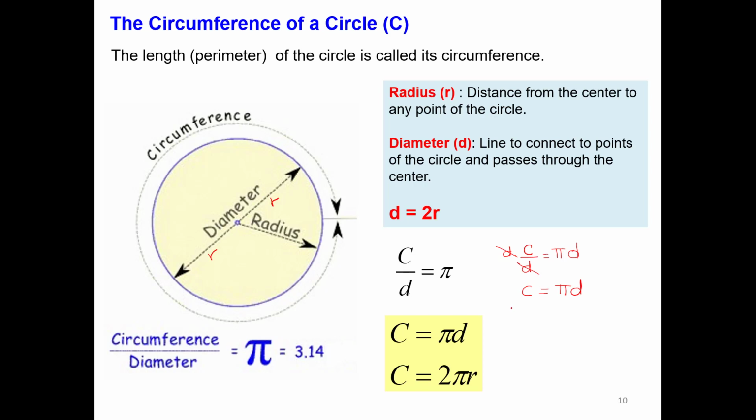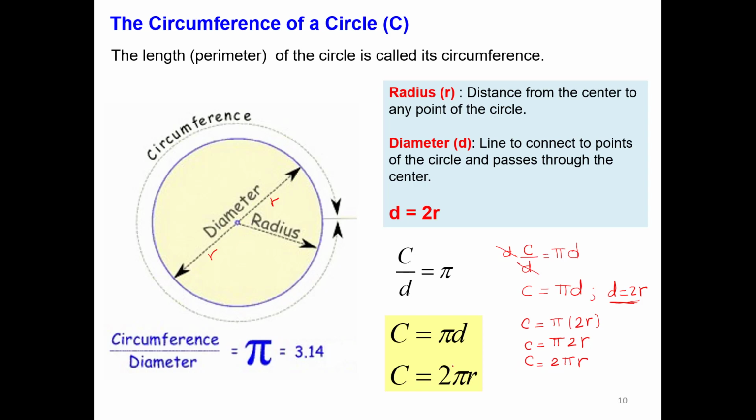Also, we know the diameter is twice the radius. And let's replace this value in here. Then the circumference C equals pi times D, and D equals twice the radius. Then we had pi times 2. But remember, multiplication is commutative, so we can change the order of the factors. Then we can write this as 2 pi r, which is the expression we had.